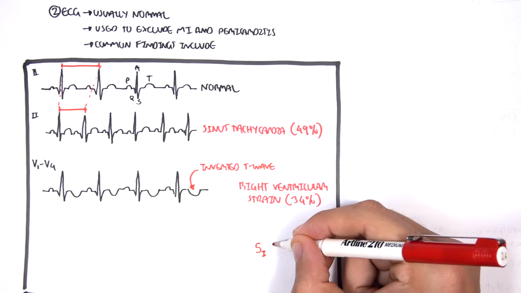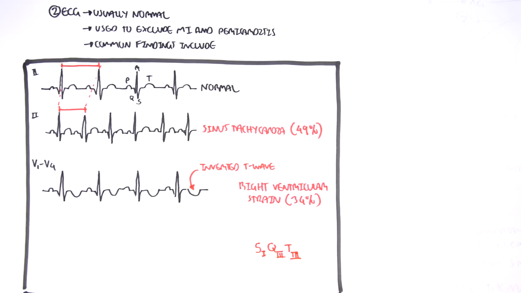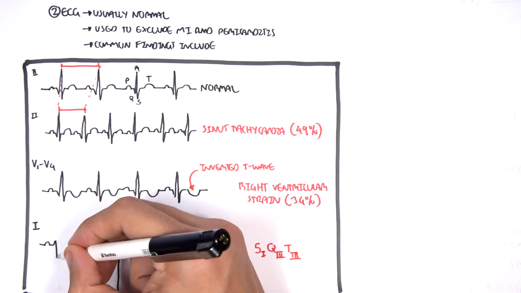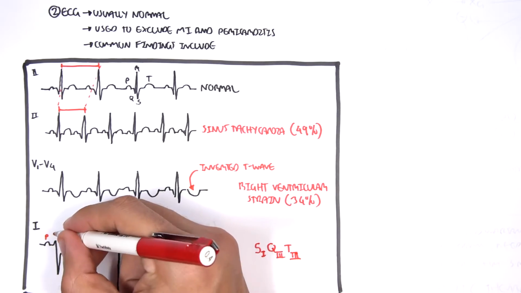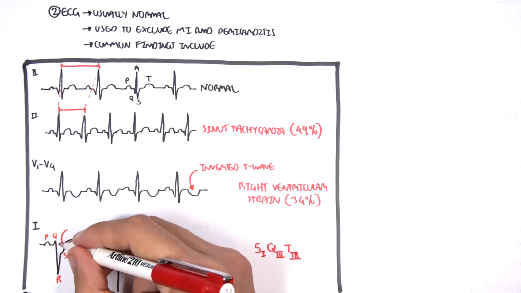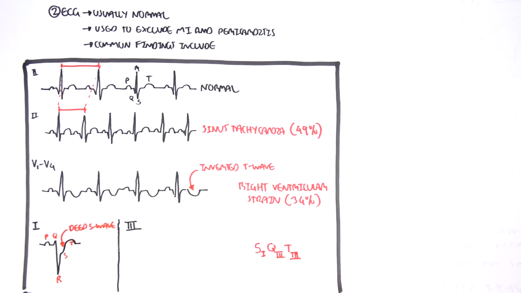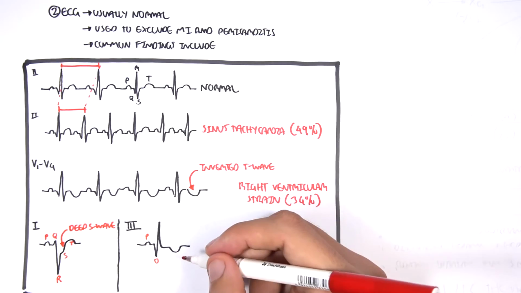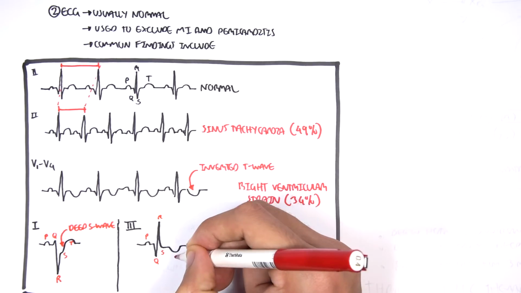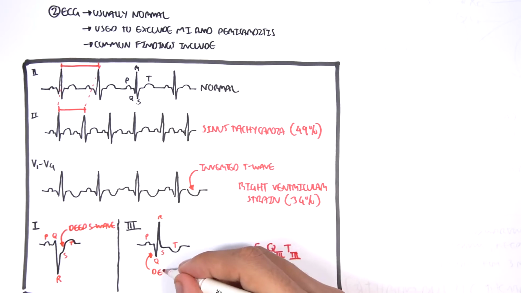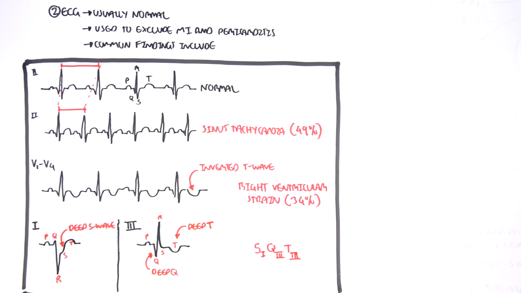Another thing you can see in ECG is what's known as S1Q3T3, and you're essentially looking at leads 1 and 3. And what you're seeing is deep versions of these waves in those leads. So for example, for lead 1, you see a deep S wave, so the S wave is deeper than usual. In lead 3, you see a deep Q wave and you see an inverted T wave. I hope that made sense.